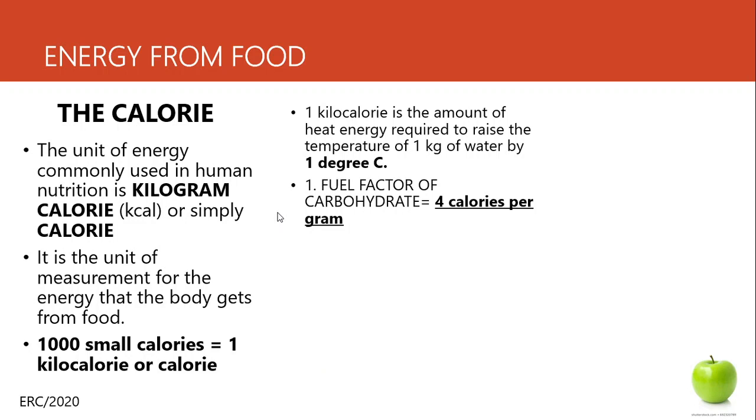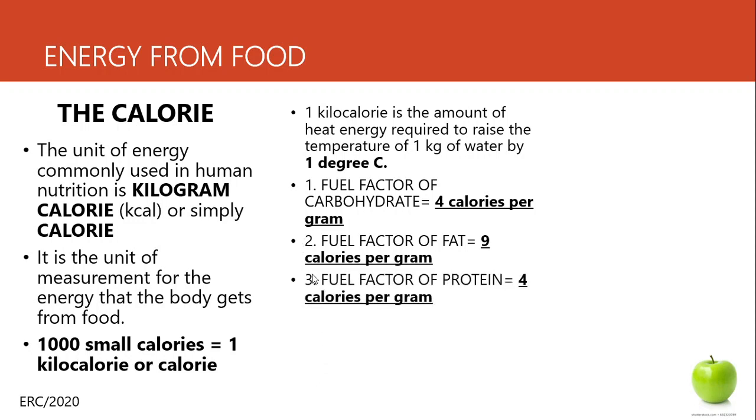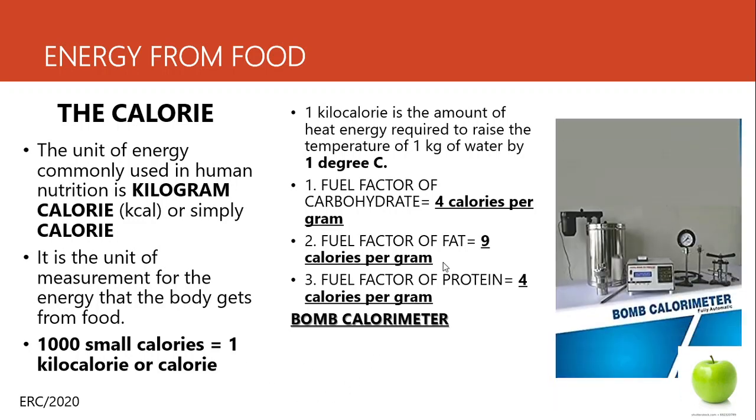Okay, the fuel factor of carbohydrate is about 4 calories per gram. For the fats, we have 9 calories per gram. For the protein, we have 4 calories per gram. The total calorie content, or the total energy available from food, can be measured by a device called the bomb calorimeter. So that is the picture of a bomb calorimeter, the device to measure the total calorie content available from the food.